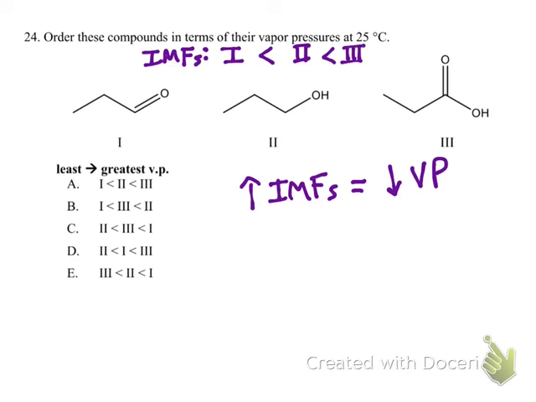So then just remember that the trend for vapor pressure is the opposite from intermolecular forces. So 3, these molecules are clinging on to each other really, really tightly in the liquid phase, which means that fewer molecules are going to escape into the gaseous phase. So 3 will be the least, then 2, then 1, which gives us choice E.